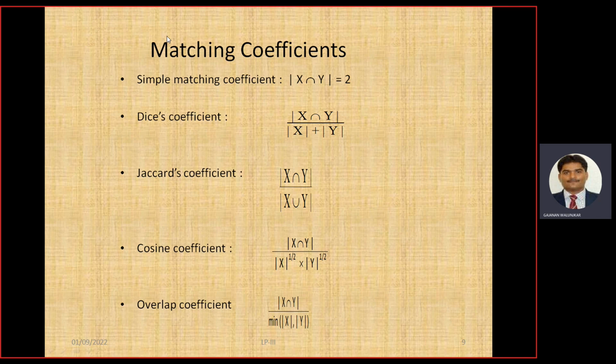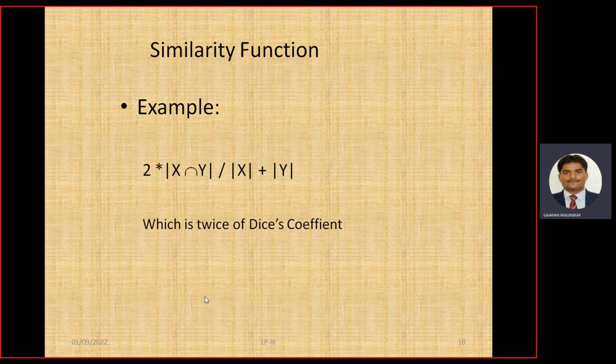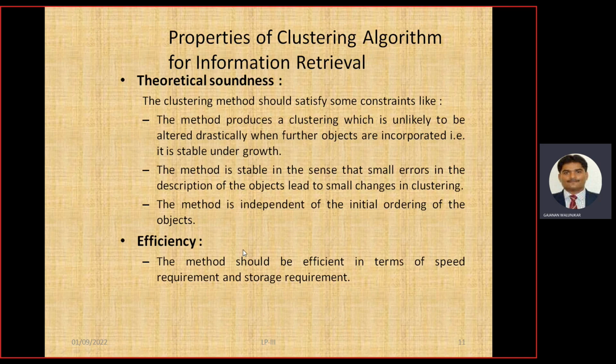There are certain matching coefficients you can use to find the similarity between documents. The simple matching coefficient is the intersection of X and Y. Then the Dice coefficient is X intersection Y divided by X plus Y. The Jaccard coefficient is there in front of you, and the cosine coefficient and overlap coefficient are there as well. With these matching coefficients you can find the value. You can also use the similarity function 2 times X intersection Y divided by X plus Y, which is twice the Dice coefficient. That is also used.